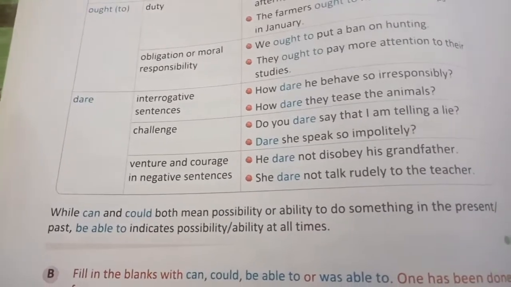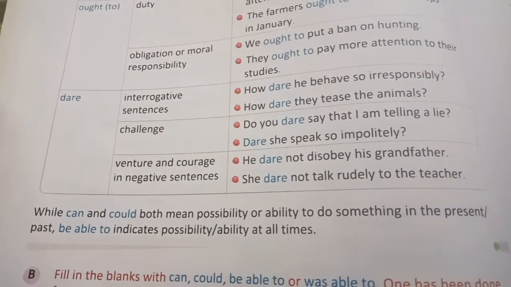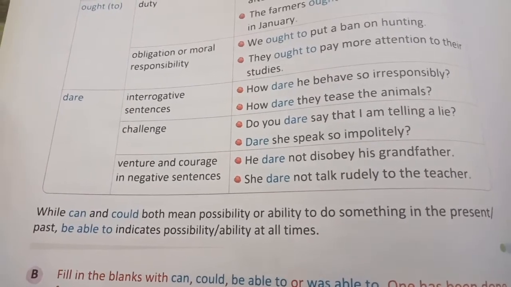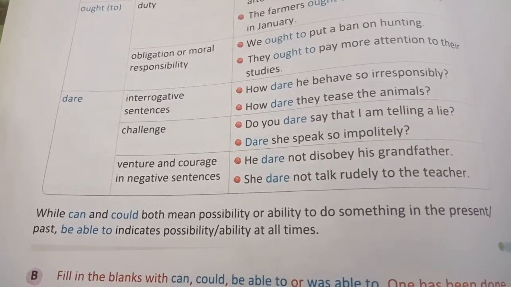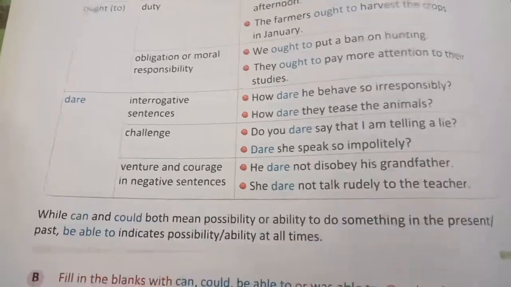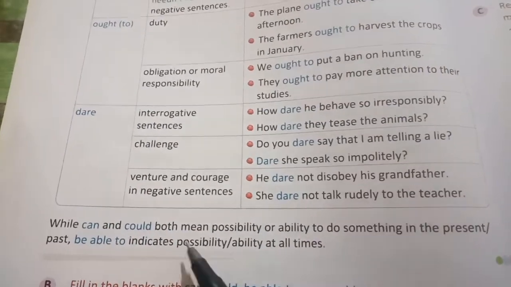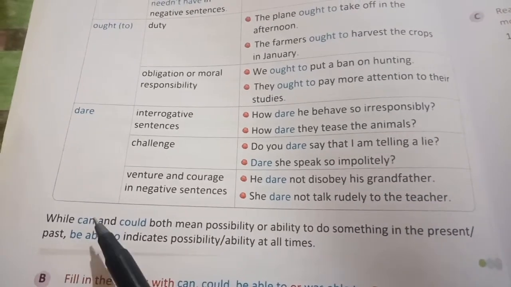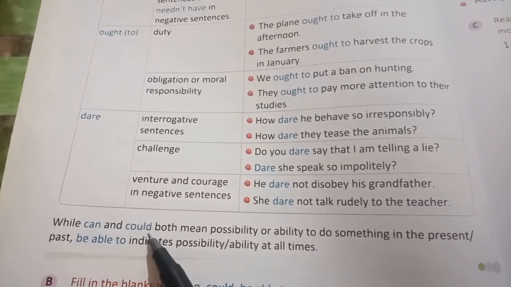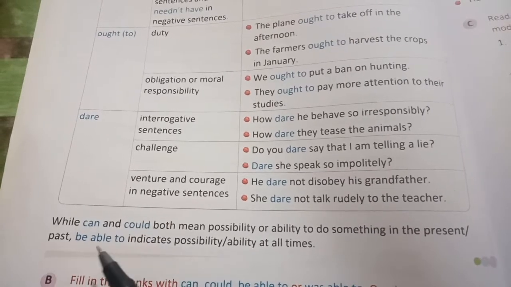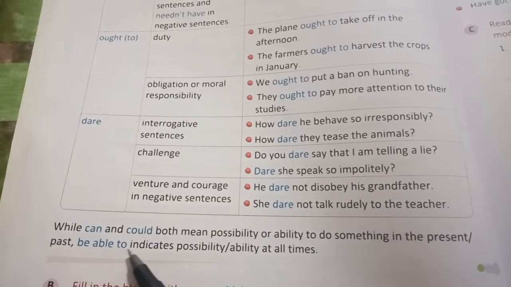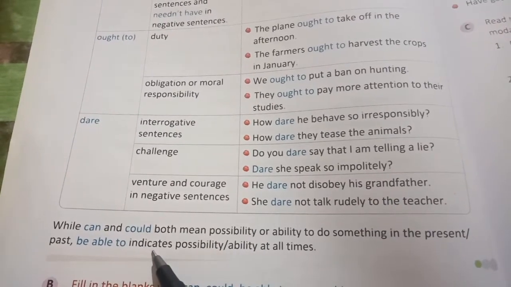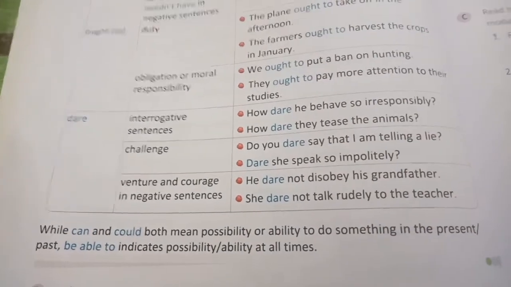Now next, see the point. While can and could both mean possibility or ability to do something in the present or past, be able to indicates possibility and ability at all times. Can and could show possibility and ability to do something. For present we use can. For past we should use could. Be able to: this phrase indicates possibility and ability at all times, meaning in the present also and in the past also.